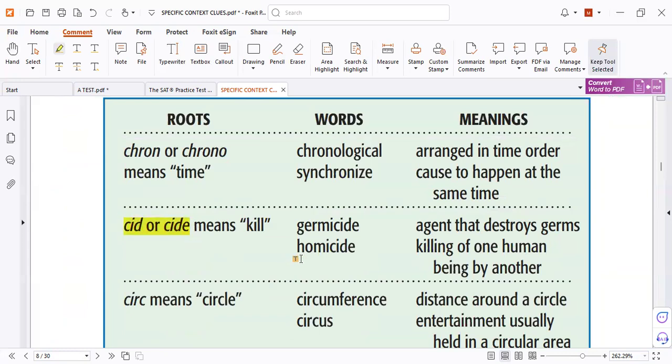So homicide. Cide means you kill, and homo, you kill the same kind of yours. So killing one human being by another. So humans kill each other. Look for this word, it comes in the test.